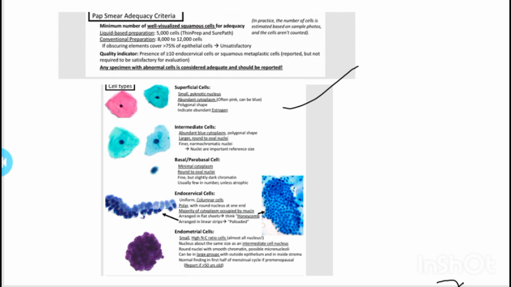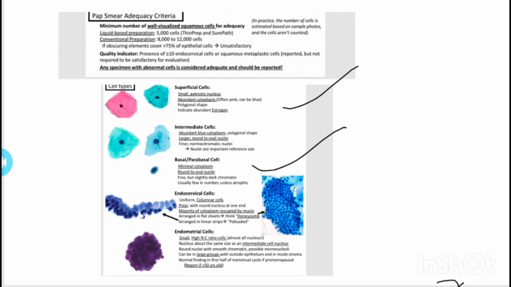Okay, superficial cells. Next, coming to the intermediate cell. They are also polygonal cells, okay, with abundant blue cytoplasm and a round to oval nucleus. And this is a very important cell because the intermediate cell is always the reference cell in the pap smear. All the other cells are compared with these intermediate cells. So again, estrogen is responsible for the intermediate cell. In pregnancy, or if a woman is taking oral contraceptives, which are estrogen based hormonal therapies, we can see more intermediate cells. Okay, it's a reference cell, so the nucleus of all other cells is compared with the intermediate cell.